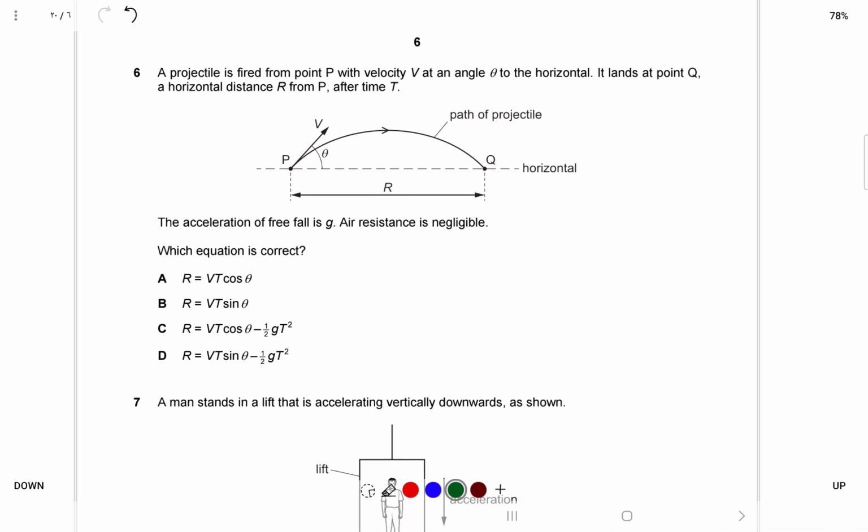Number 6. A projectile is fired from point P with velocity v at an angle theta to the horizontal. It lands at point Q. Horizontal distance r from P after time t. The best way to solve this question is to use equations of motion, because air resistance is negligible, so you have constant acceleration. So s equals half a t squared plus ut.